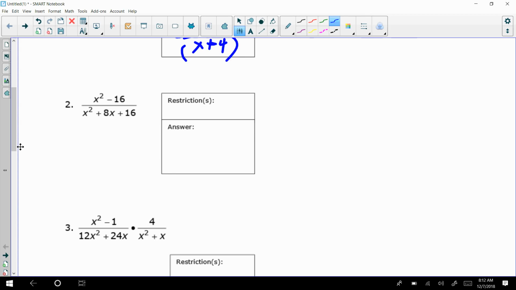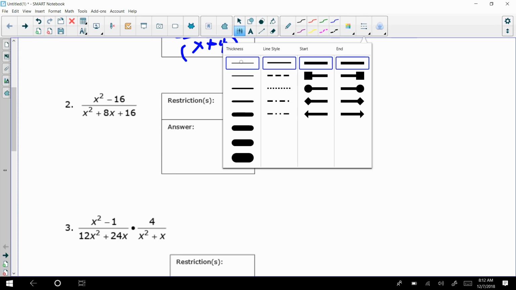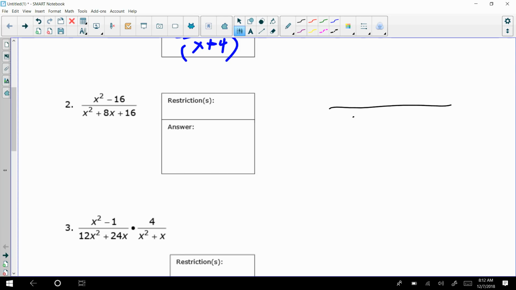Okay, the next one, it looks like it's also a simple ABC on the bottom. So I'm going to start with the bottom. Two numbers that multiply to 16 and give me 8 are 4 and 4. The entire problem is positive, so I use two positives here. That gives me my restrictions. X equals -4. Now, it's the same restriction for both of them, and I don't have to write it twice.